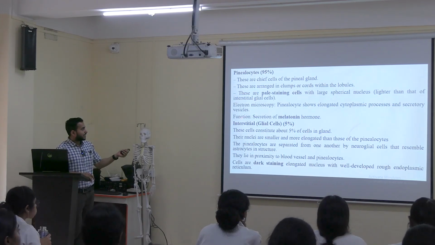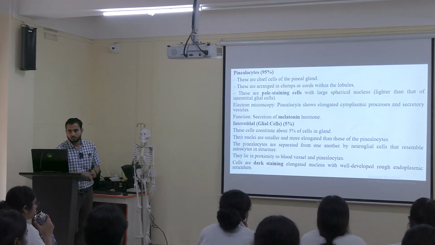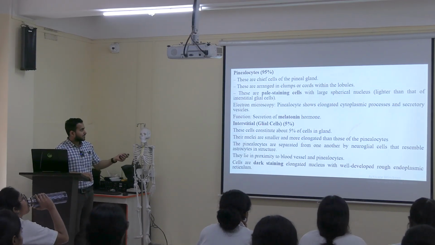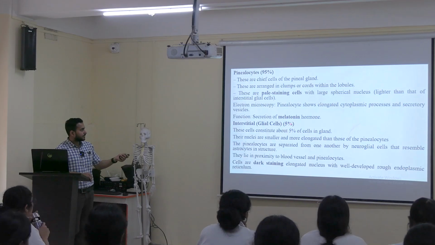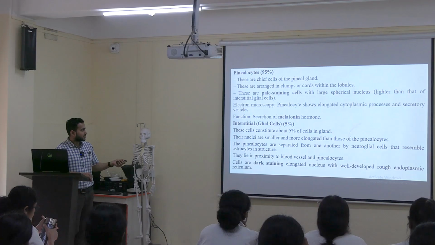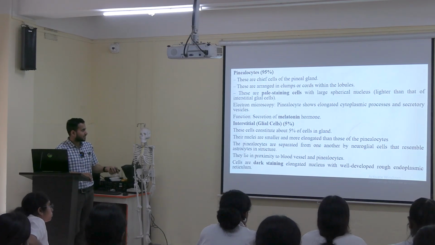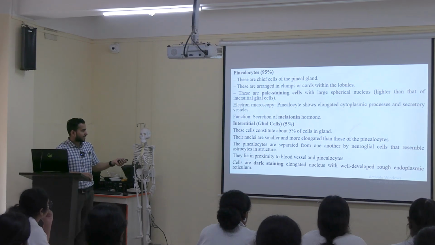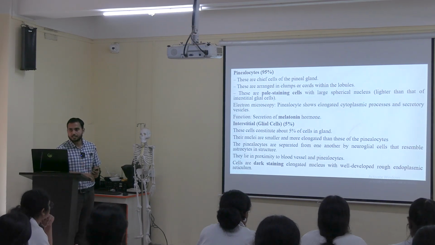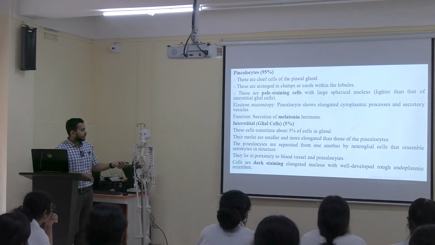Now function, what is the function? It secretes a hormone called melatonin. Next, interstitial cells are also called glial cells, only 5%. Nuclei are smaller and more elongated than pinealocytes. Pinealocytes are separated from each other by these neuroglial cells, which have an astrocyte-like structure, that means star-like appearance. They lie in proximity to the blood vessels.